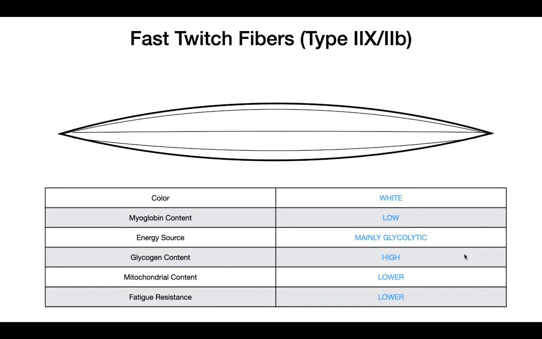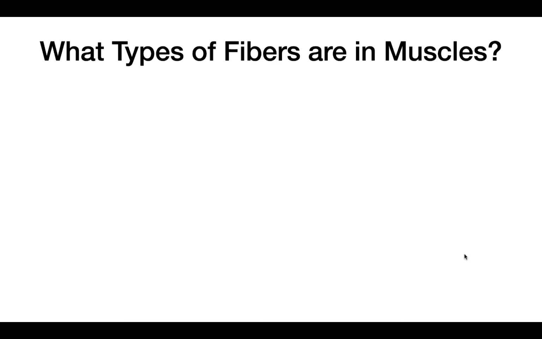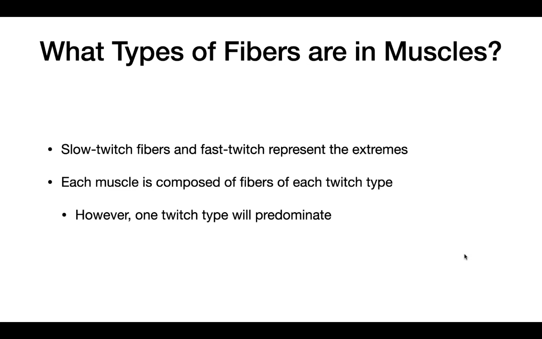So now that we know the general characteristics of these three different fibers, let's talk about how they play in muscles themselves. What types of fibers are in muscles? Slow and fast twitch muscle fibers are the extremes on a continuum, and each muscle is actually going to have fibers of each type. However, one twitch type will predominate in different muscles. So different muscles will have different types associated with them that are present in greater degrees. And we're going to talk about why in a little bit.